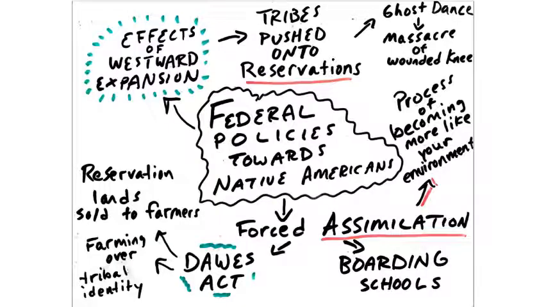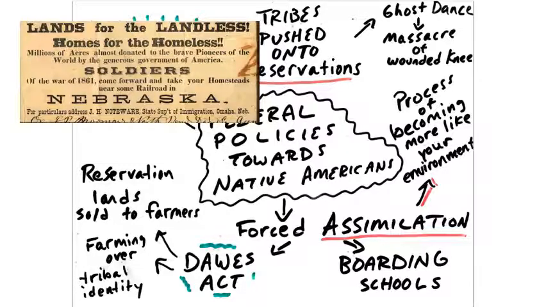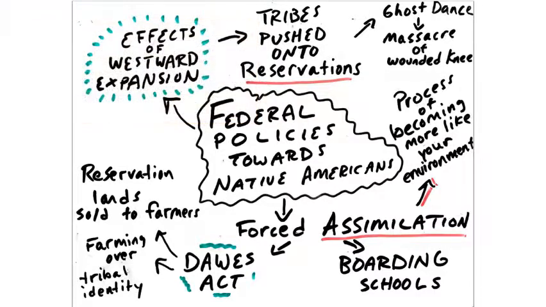So we're looking at how the federal government responded to Native Americans, and this is connected with Westward Expansion, Standard 1, which we had a video on previously. If you remember, the Homestead Act encouraged Americans to settle the West, but the West was not empty. Native Americans had been living out West for thousands of years. So there was going to be a big conflict between American settlers and Native Americans.